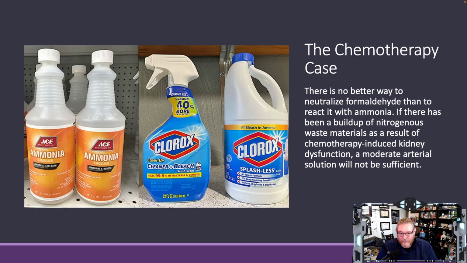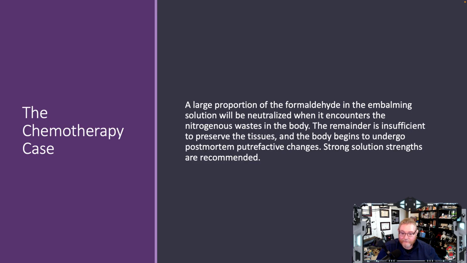If there has been a buildup of nitrogenous waste materials as a result of chemotherapy-induced kidney dysfunction, a moderate arterial solution will not be sufficient. Fancy way of saying that if you have these complications of kidney failure, reaching for your medium index stuff, probably not the best idea. A large portion of the formaldehyde in the embalming solution will be neutralized when it encounters the nitrogenous wastes in the body. The remainder is insufficient to preserve the tissues, and the body begins to undergo post-mortem putrefactive changes. Strong solution strengths are recommended.